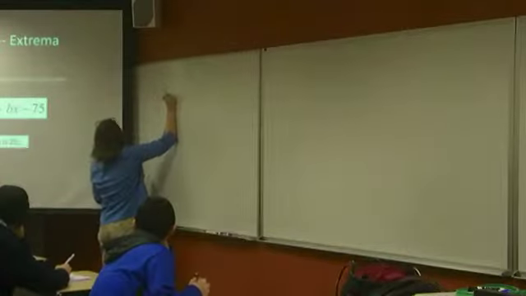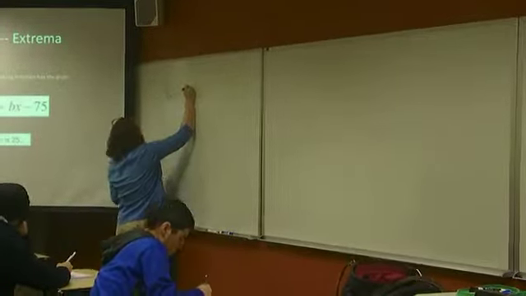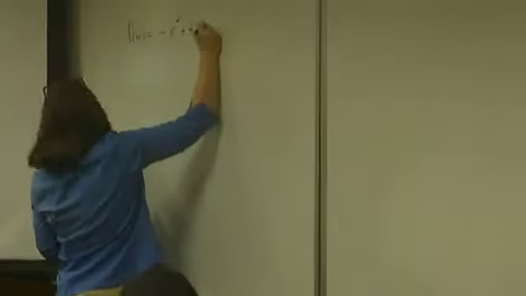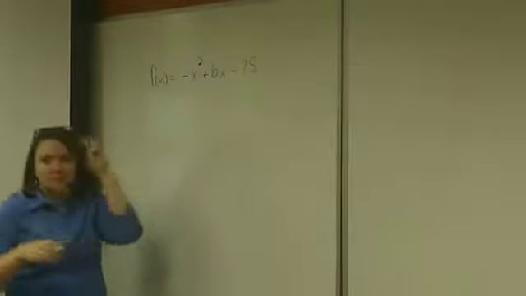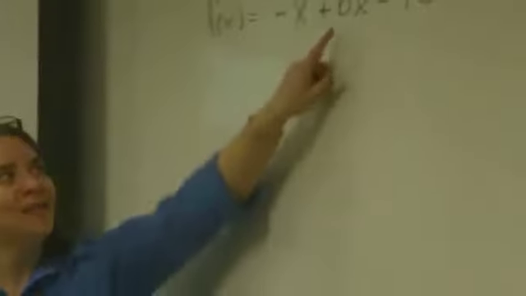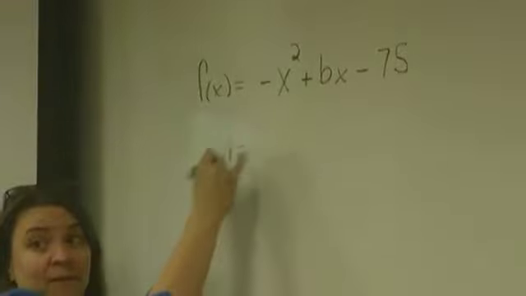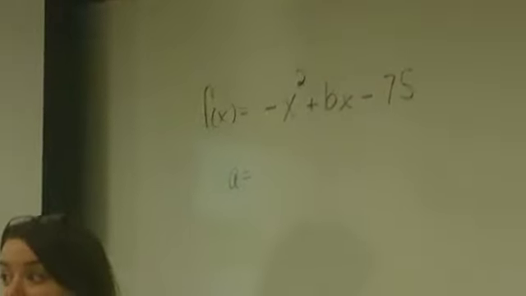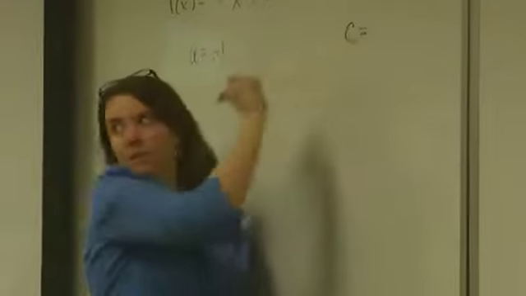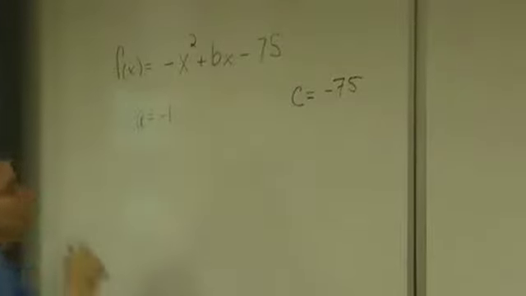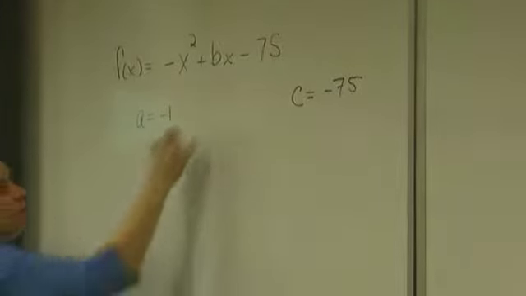Maybe we organize ourselves. We don't know what the parabola is yet because we don't know B. But we know A. What's the leading coefficient? Negative 1. And we know C: negative 75. We don't know B yet.